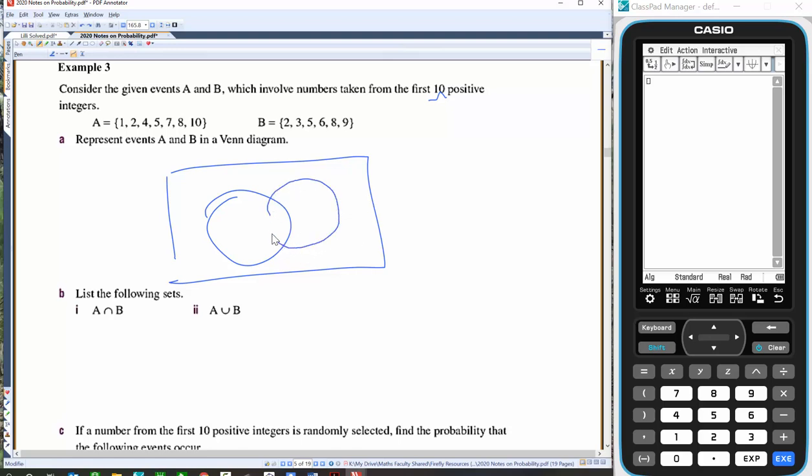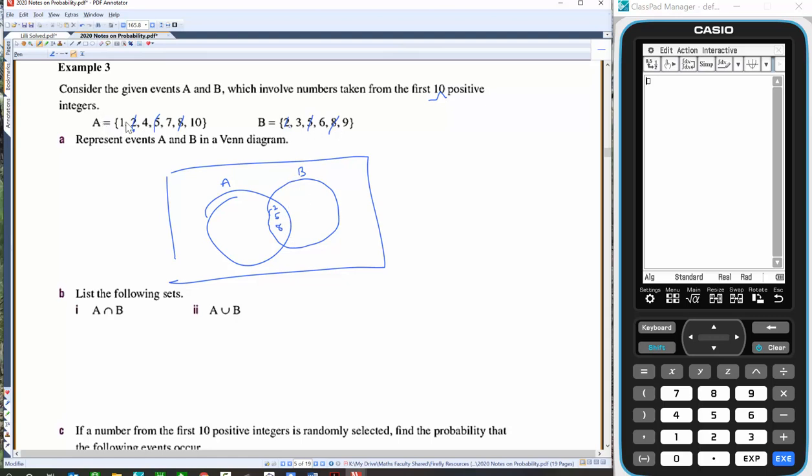A and B. All right, so the first thing we're going to do is look for common elements. What have they got in common? So it's a 2 and a 2, 5 and a 5. So we're going to put a 2, a 5, an 8. Yeah, okay, so we've got 2, 5, 8.